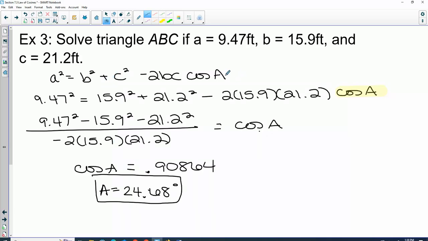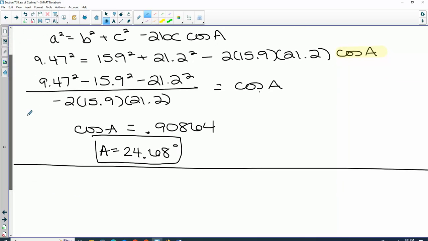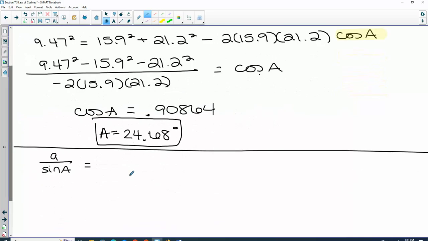At this point you have two options. You could repeat the same thing to get B and C, or really to get one more and then subtract from 180. Or we could do law of sines. Either way, we're going to get there. So do you want to do law of cosines or law of sines? Sines? Okay, so we have A, so we'll have to do A over sine A equals, let's do B.